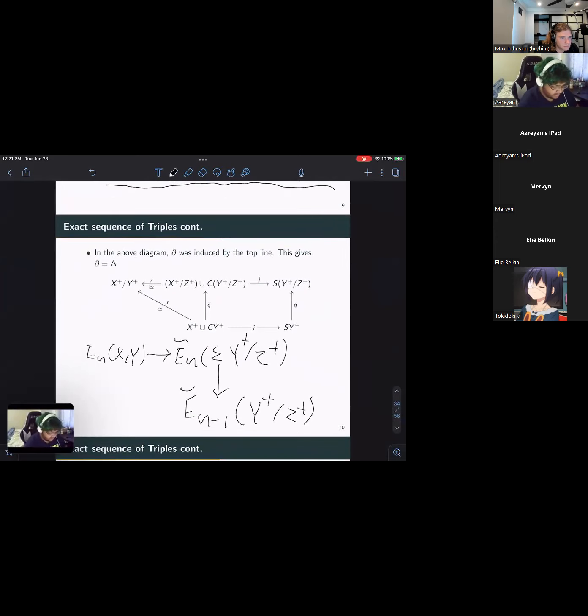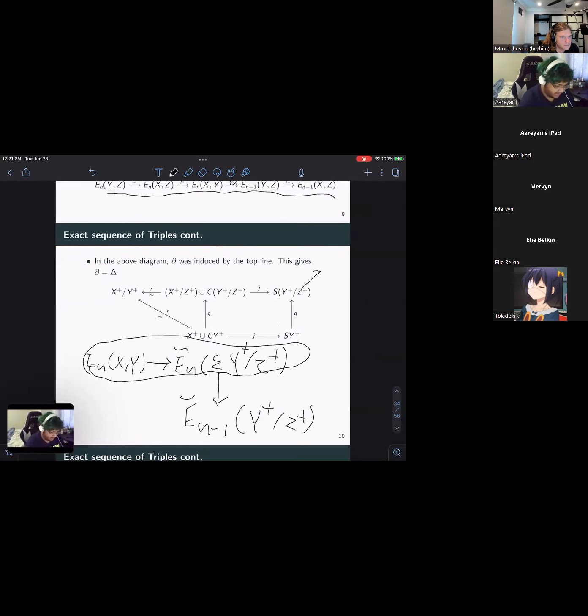So now notice what happened: this part up here is induced precisely by this part of the diagram. So what I can do is write down an arrow. Once we apply the E functor to everything in this diagram, then I would have an arrow here, and then I would have E_{n-1} of Y mod Z, because this line is this line. And I can do the same thing for X and Y.